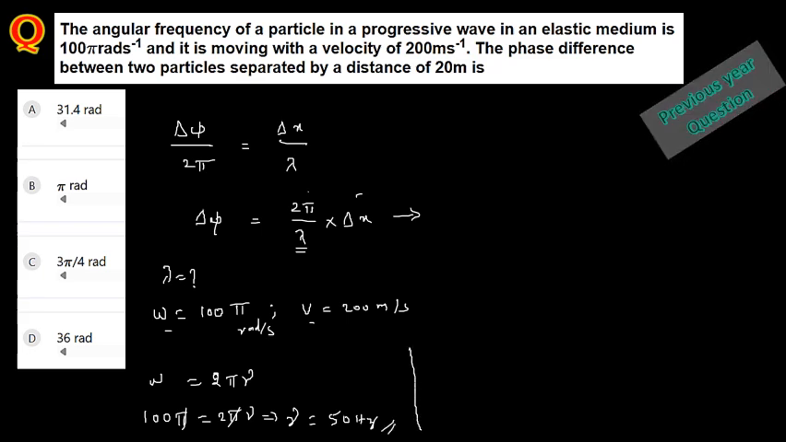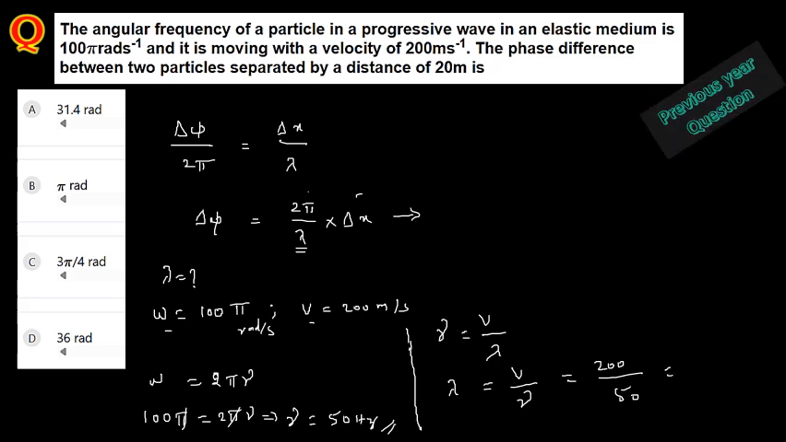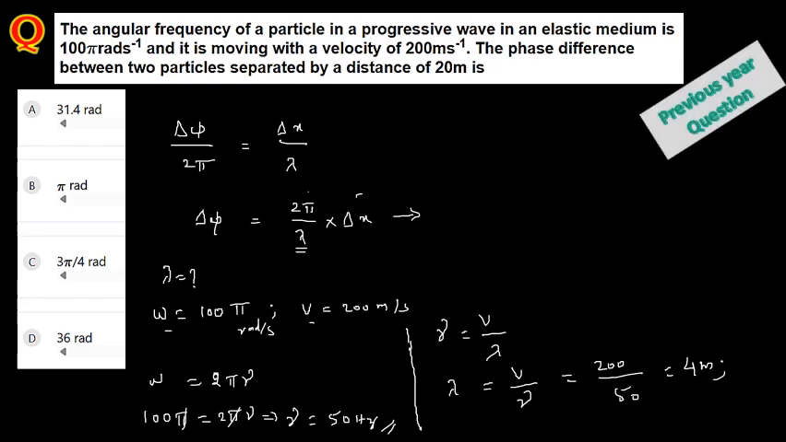Now we are going to find the lambda value. Frequency is equal to velocity divided by wavelength, so lambda is equal to velocity divided by frequency. Velocity is 200 meters per second and frequency is 50. So the wavelength we get here is 4 meters.